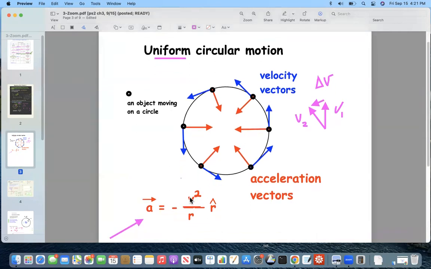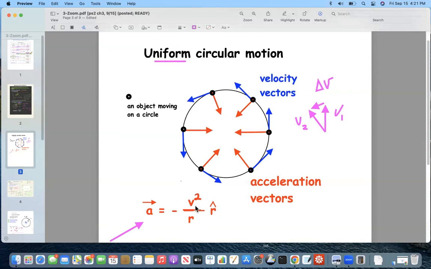But the acceleration magnitude doesn't change at all. The magnitude of the acceleration is v squared over r. And so if the speed is constant, the strength of the acceleration is constant, or the size of the acceleration is constant. It's always v squared over r.